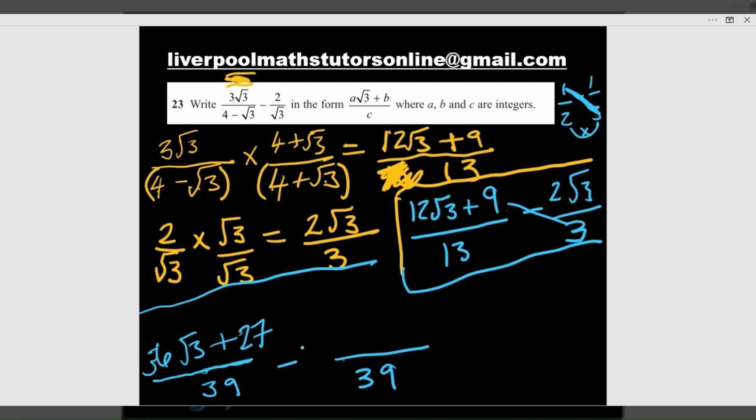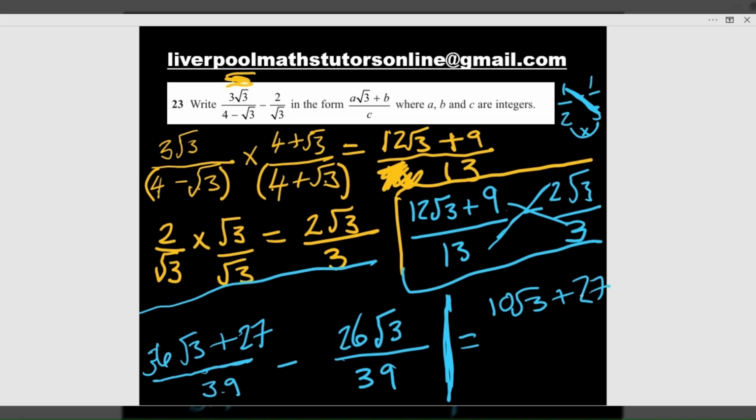Take away, and then it's the opposite, isn't it? It goes that way. So 2 13s, so 26 root 3. That's what my second one is. Right, and I've got it now, because once I've got the 39 on the bottom, I can put it together. So I've got 36 root 3, take away 26 root 3. So I've got 10 root 3, plus that 27, all over 39. Okay, and there's nothing further I can cancel, but I've got it in that format now.